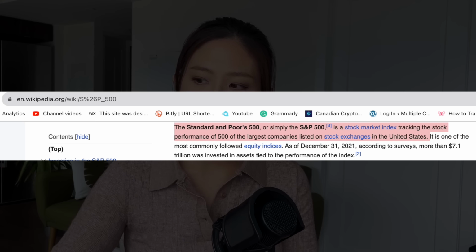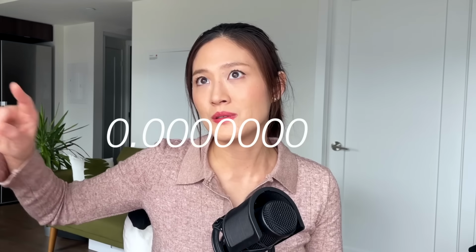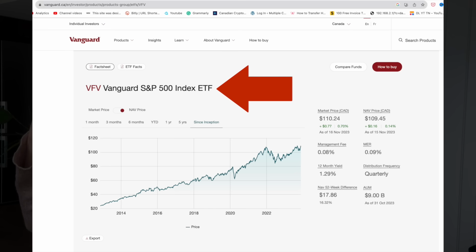For example, there is an ETF, an exchange-traded fund that mirrors the S&P 500. The S&P 500 or the Standard & Poor's 500 is a stock market index tracking the stock performance of 500 of the largest companies listed on stock exchanges in the United States. So in simple terms, if you buy into the S&P 500, it's as if you are investing into each of these 500 companies, although that tiny piece is like 0.0000 and so on something percent. And in Canada, yes, you can find an ETF that mirrors the exact movement of the S&P 500.